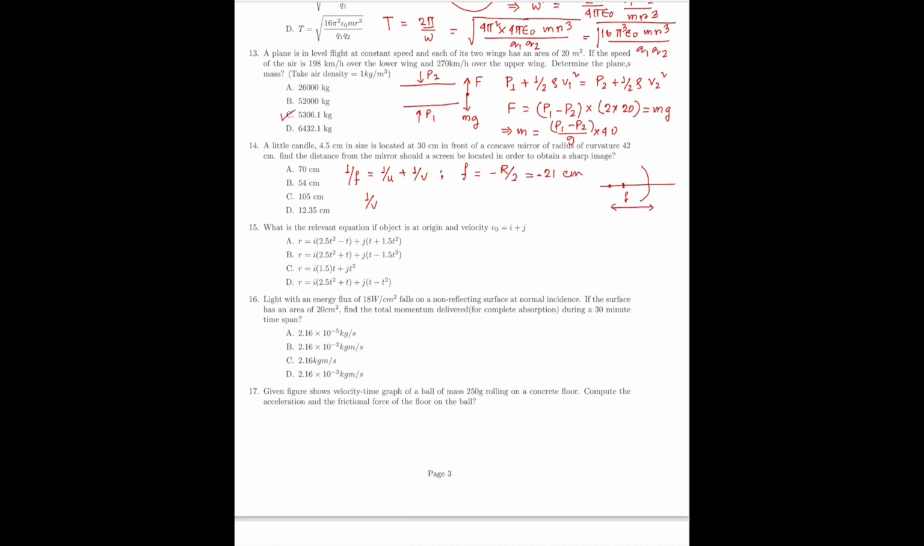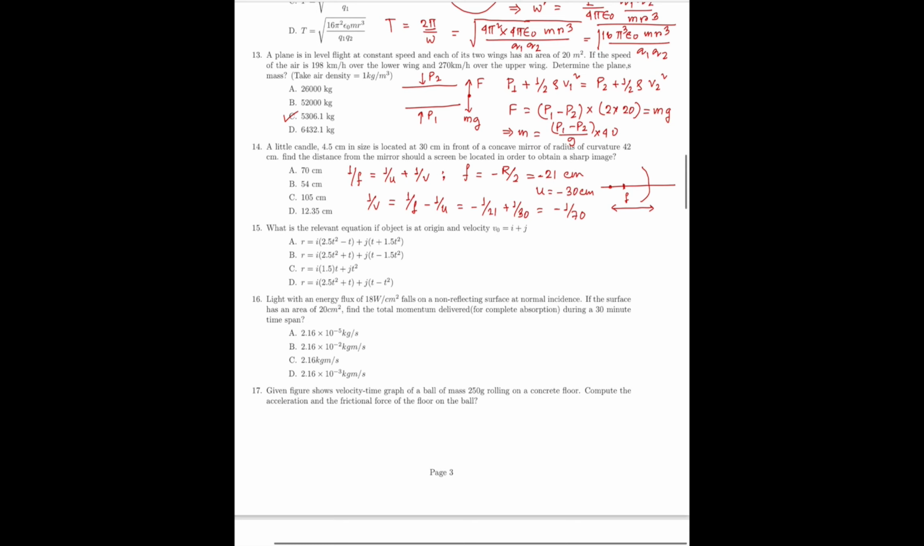F is the focal length, u is the object distance, v is the image distance, and we know from the sign convention, focal length of a concave mirror is a negative quantity, and in this case it is minus 21 centimeter. And since the object is on the left side of the concave mirror, u is also negative, and 1 by v is 1 by f minus 1 by u, which is minus 1 by 21 plus 1 by 30, and you will find out that it is minus 1 by 70. So v is minus 70 centimeters.